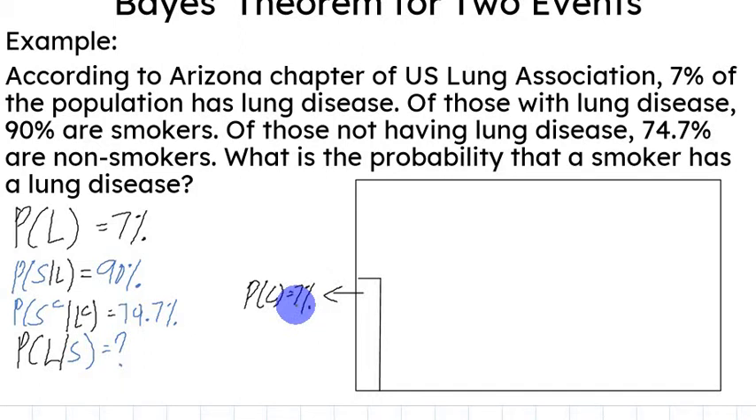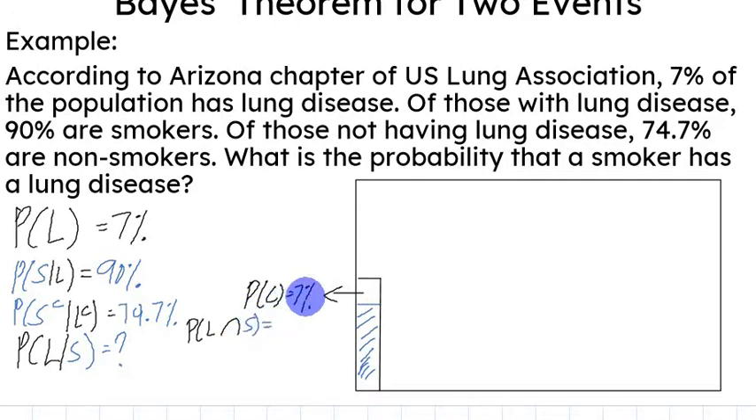Of those with lung disease, 90% are smokers. So that meant that around this much here are smokers, the one in that blue line there. So this one here now would be the event that a person has a lung disease and is a smoker. The probability that has a lung disease and a smoker.